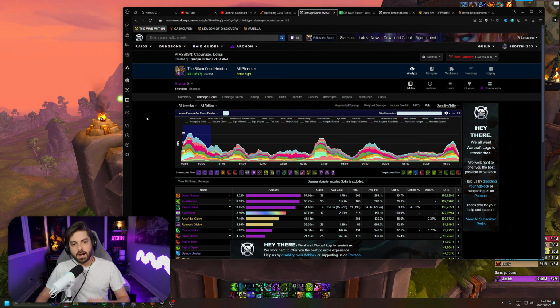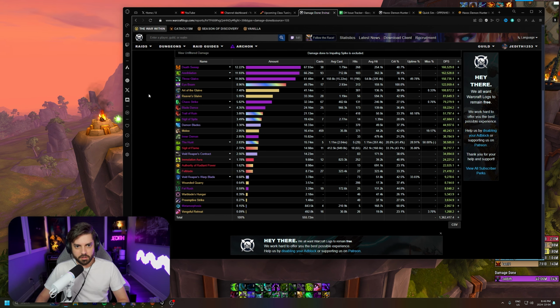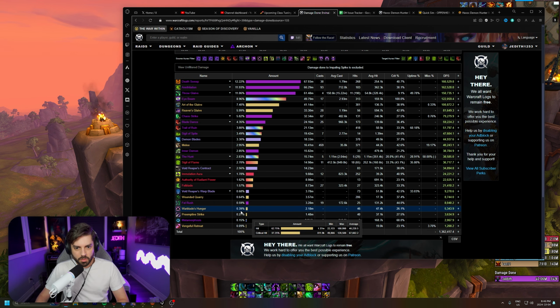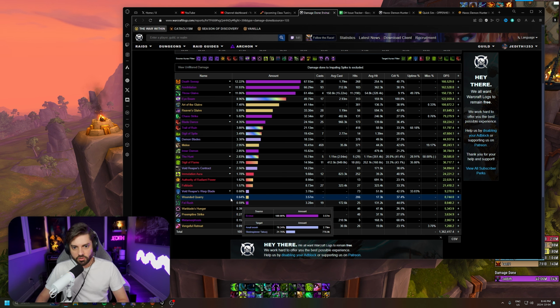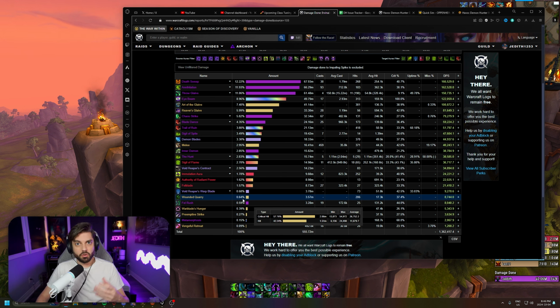TLDR, you won't. I had to scroll all the way to page 5 to finally find one log that used AR, and we found him here. So if we look at their damage breakdown, you can see that Warblade's Hunger was 0.39% of their damage. Wounded Quarry was 0.64% of their damage. Now again, this is before the buffs that we're going to be getting, right? But let's say we added the buffs onto these.